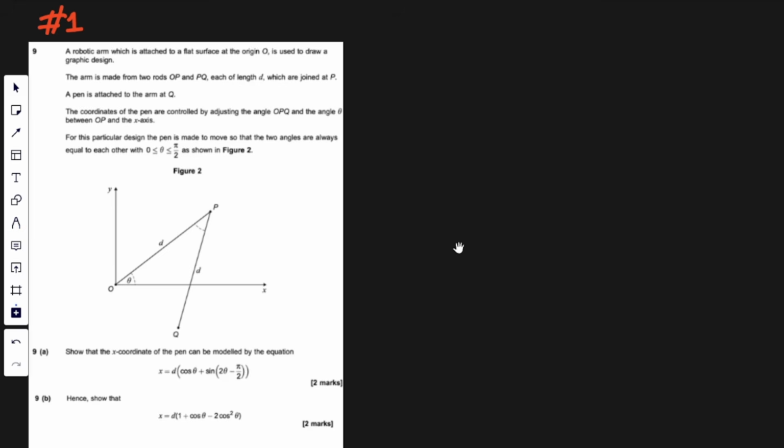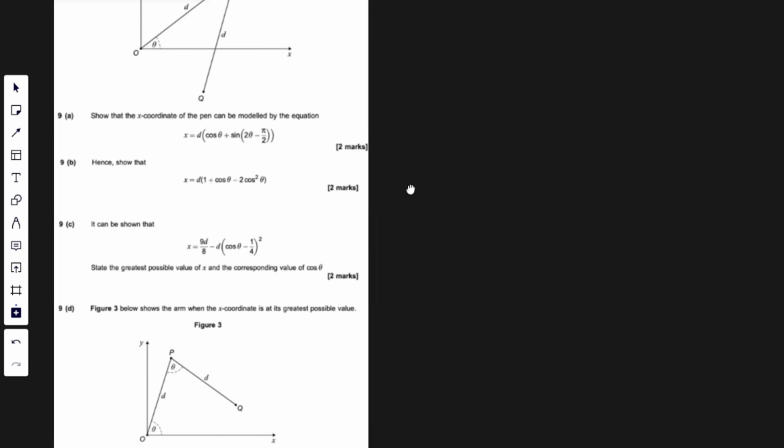Now with that being said, note that a lot of these are show that, which means you can still attempt the following part even without doing part A. So for instance, part B is a lot easier than part A. You could do part B simply by using what you found in part A that they've stated.